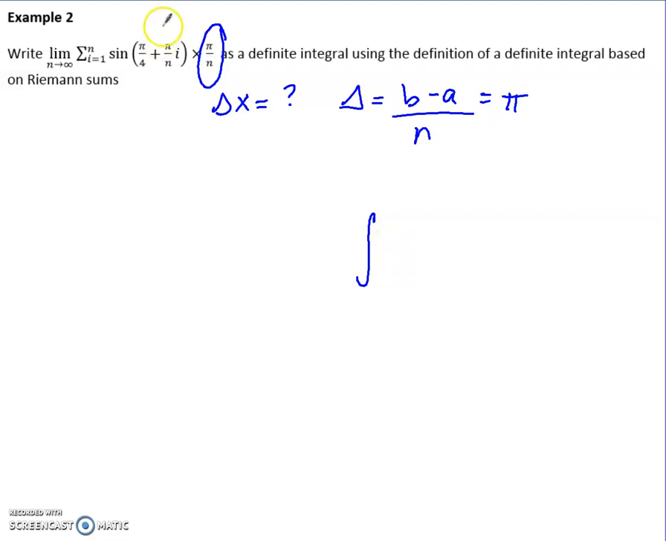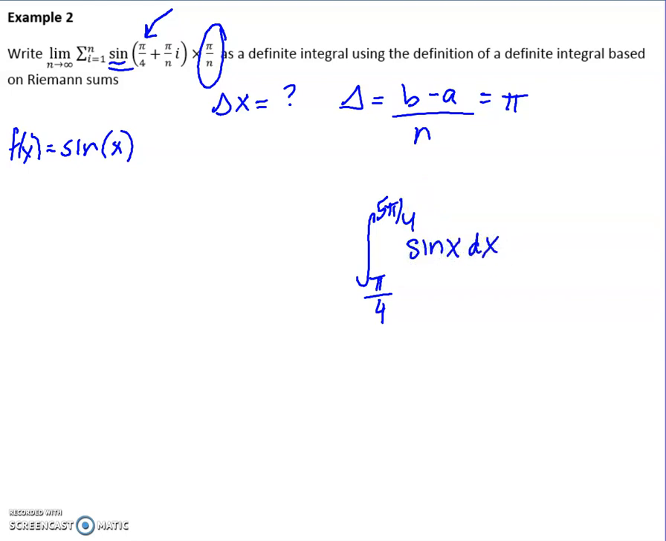Okay, now what else can I find? Well, my first term should be here. Now I can tell that my function, I hope you guys can too, is sine of x, because then everything's inside here. So my first term should be this first thing, which is pi over 4. So I can go over here and say, okay, the beginning of my integral must be pi over 4. The width of my integral, the difference, should be pi. So if I add pi to that, that gets me to 5 pi over 4. Remember, my function now is sine of x dx. So that's it.